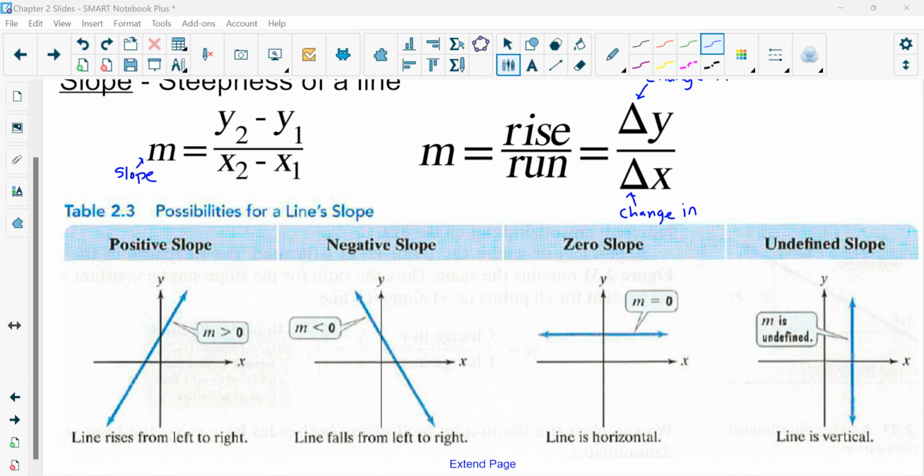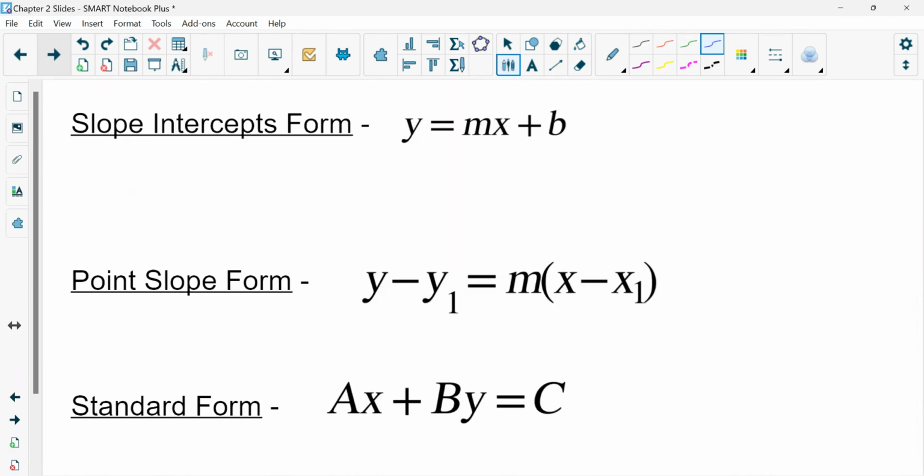Now we have the different equations of a line. So we have slope-intercept form, which again is y equals mx plus b. As we said, m is our slope. And what does the b represent? The y-intercept.